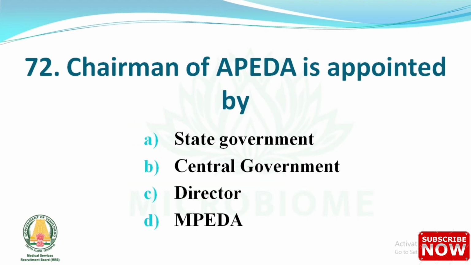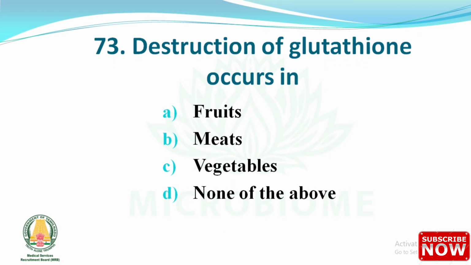And next, chairman of APEDA is appointed by? The options: state government, central government, director, MPEDA. The right answer, option B, central government. And next, destruction of glutathione occurs in? The options: fruits, meat, vegetables, none of the above. The right answer, option B, meat.